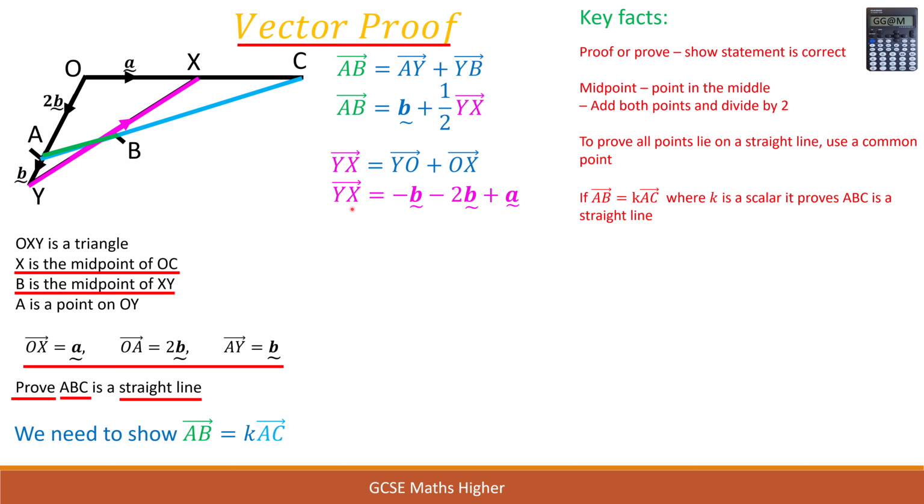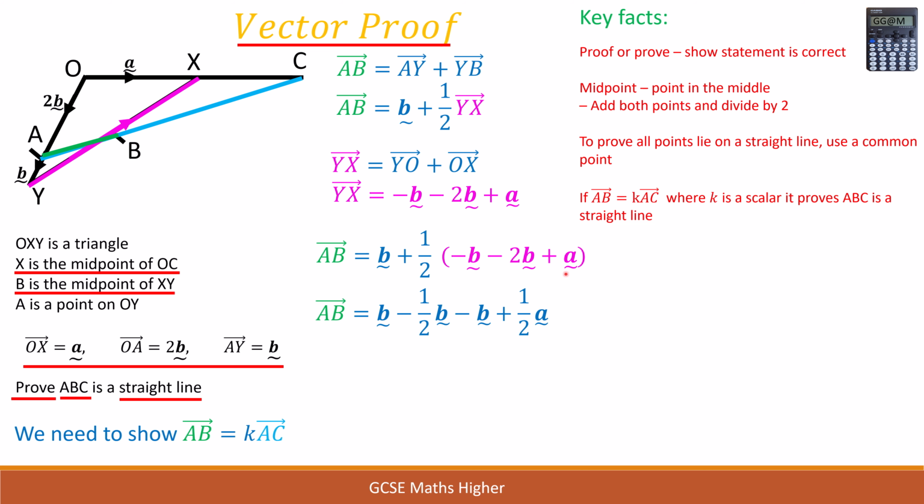So then I can substitute this into this equation here. So I've got AB is b plus a half lots of minus b minus 2b plus a. If you want to simplify this together to be minus 3b, that's absolutely fine. I'm just going to leave it like this because it cancels nicely in a minute by leaving it in this form separate. So I'm now going to expand the bracket. So I've got a half times minus b, which is going to be negative half b. I've got a half times minus 2b, which is going to be negative b. And I've got a half times a, which is going to be positive a half a.